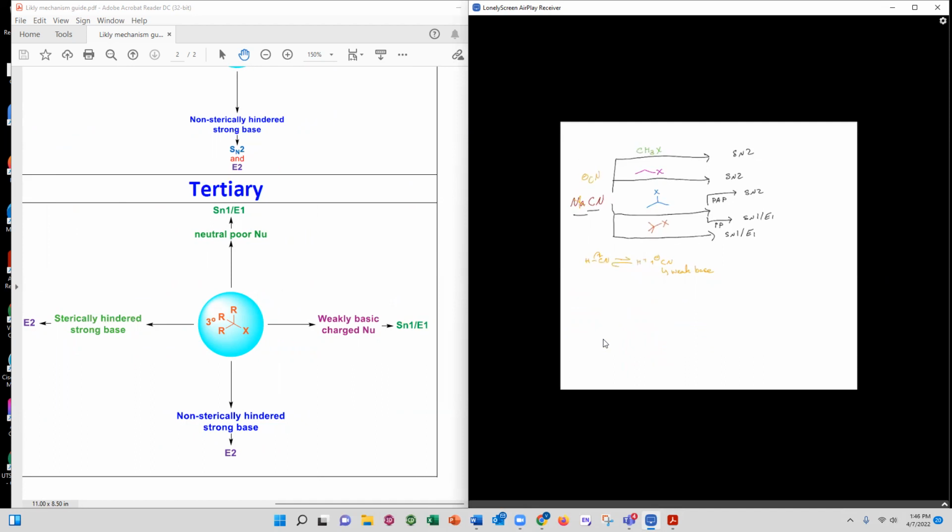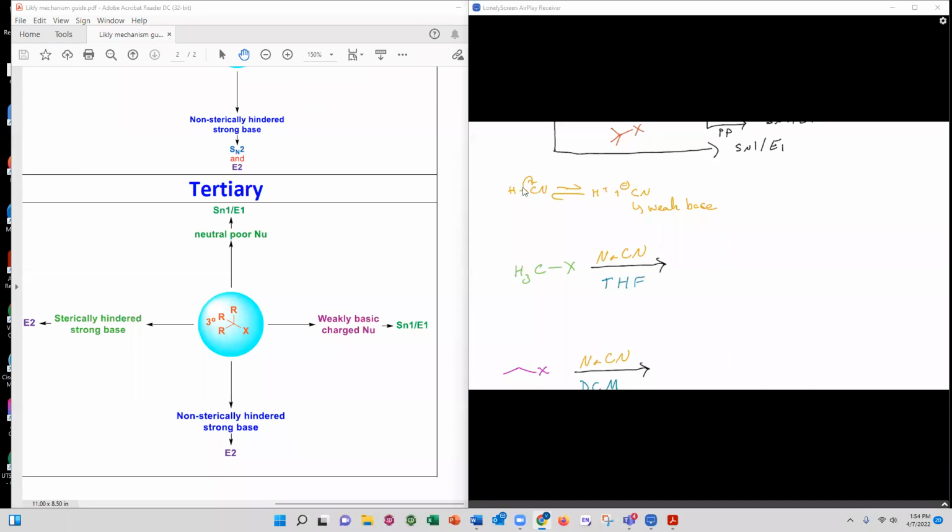For methyl, okay, CH3X, actually, I'm just going to redraw it over here like this. CH3X, let's just assume that I give you sodium cyanide. Okay, so let's look at this mechanism between cyanide and our methyl halide.